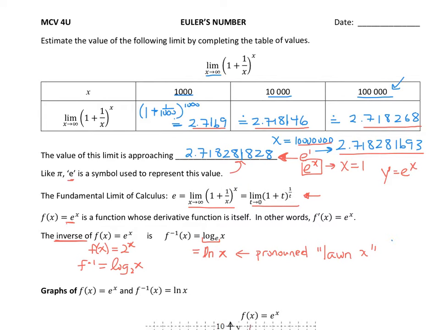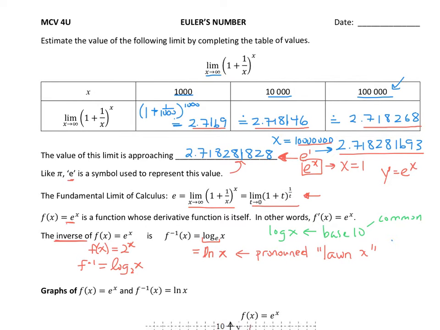Okay, now remember when we had no base written? I'm just going to use a different color here. When we had no base written at all, if we had just the log of x, that had a base of 10. This was base 10, and that was called the common logarithm.